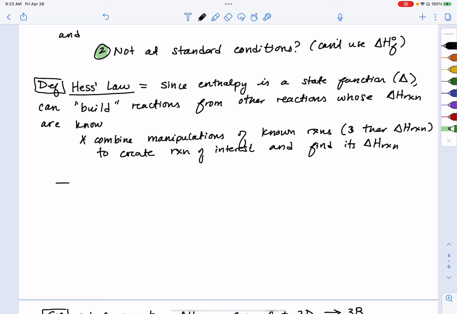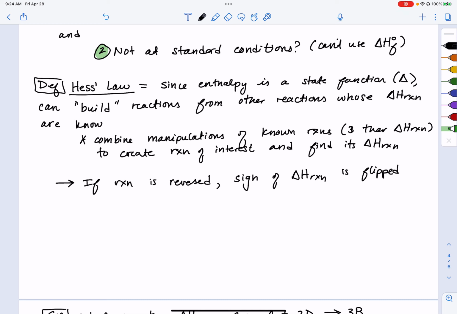So there are two main rules that come with Hess's law. The first is that if a reaction is going to be reversed to build the reaction of interest, then the sign of its heat of reaction is flipped. So if it was once a positive heat of reaction, the reverse of that will be negative.